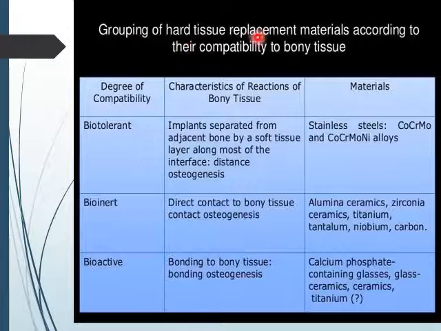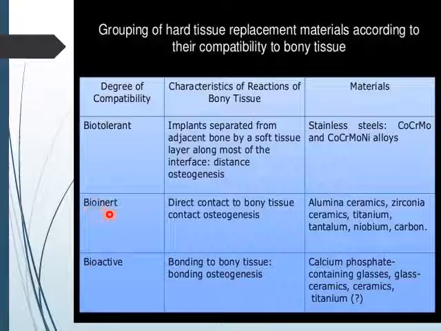Grouping of hard tissue replacement materials according to their compatibility to bony tissue. Biotolerant materials: characteristic of the reaction of bony tissue, the implant is separated from the adjacent bone by a soft tissue layer along most of the interface, distant osteogenesis. Materials like stainless steel and CoCr alloy.